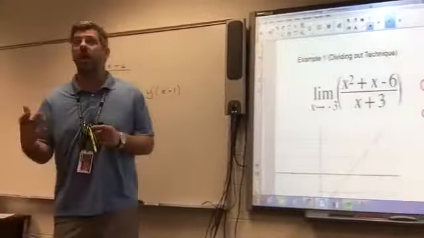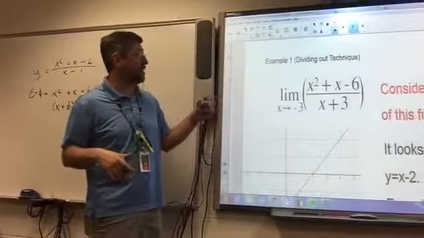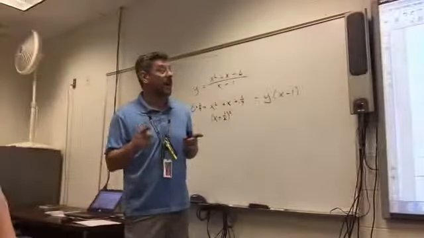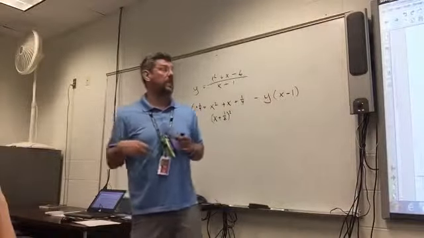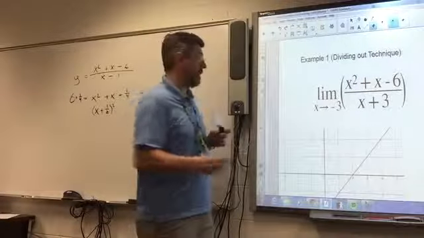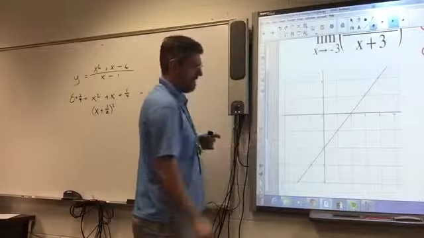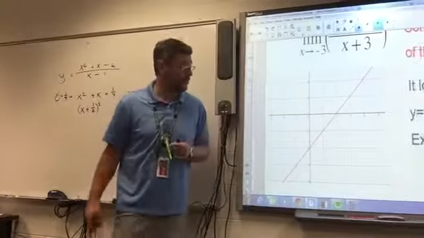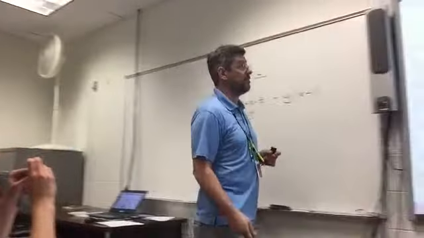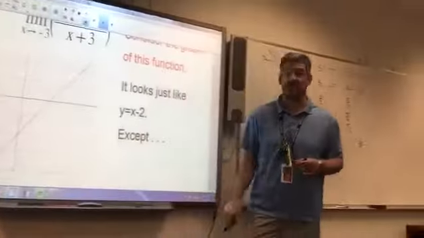First, I want us to consider this function, the limit as x approaches negative 3 of the quantity x squared plus x minus 6 all over x plus 3. And I got a graph here. When I graph this function, it looks just like what function? Yeah, this guy right here, right? Looks like y equals x minus 2.